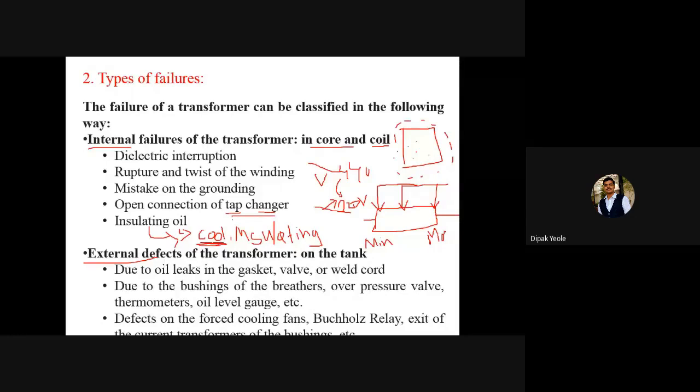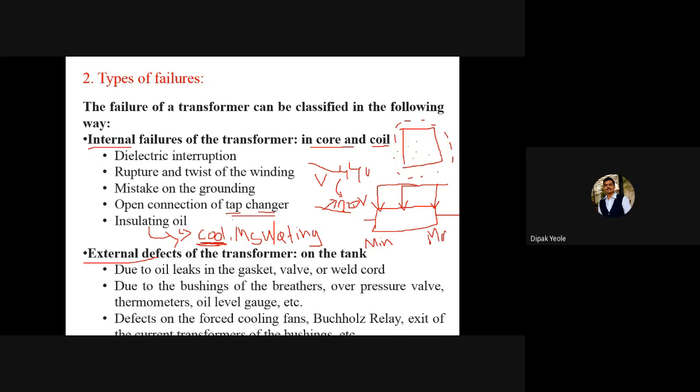Because see, if the load is going to increase suddenly, if everyone in your colony decides to switch on heaters, or induction motors or water pumps, because of that the load on the transformer is going to increase. Yes, and because of that there can be a boiling of oil inside the transformer, and at that time the oil leaks from the gasket or from the wall.